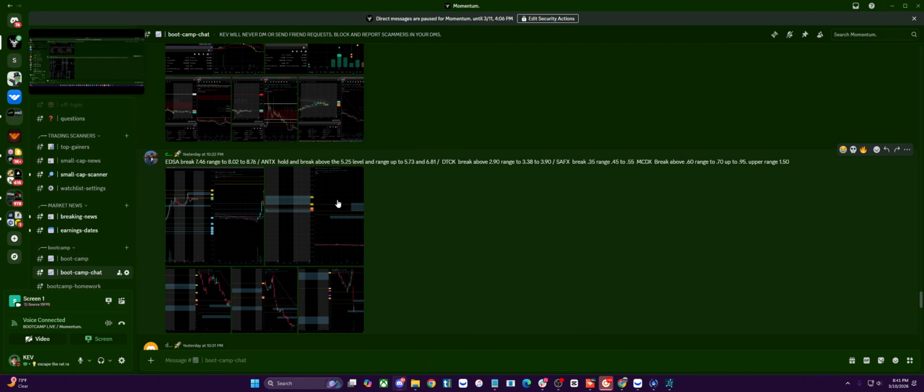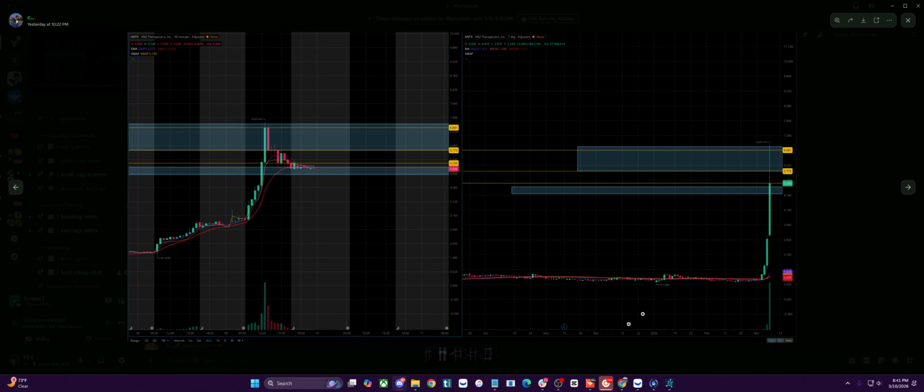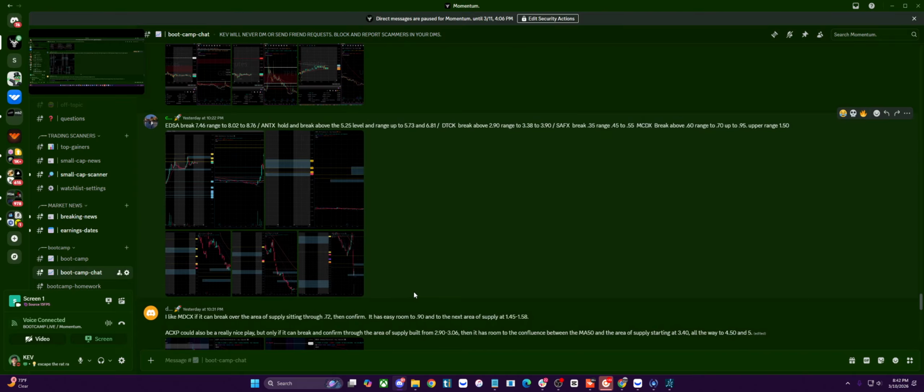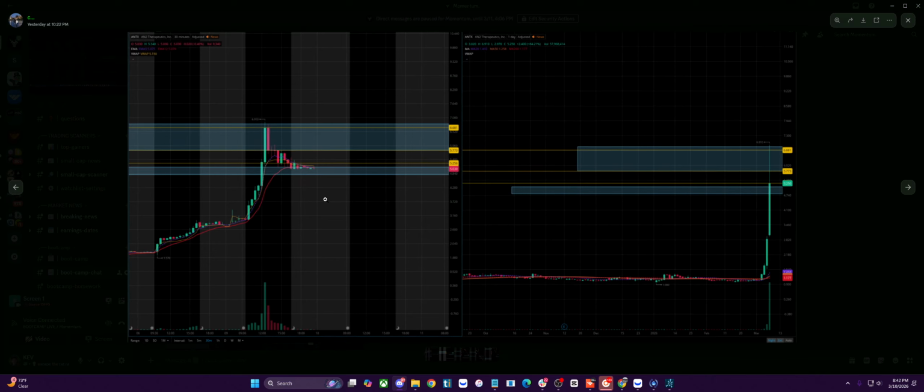ANTX, hold and break above 525 for the range back to 573.